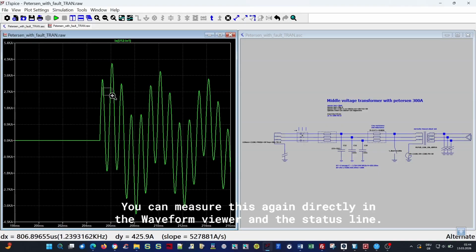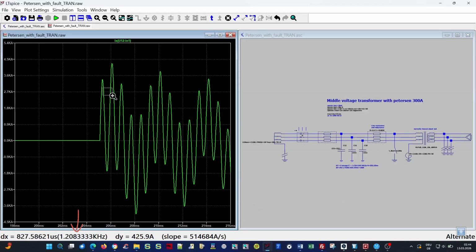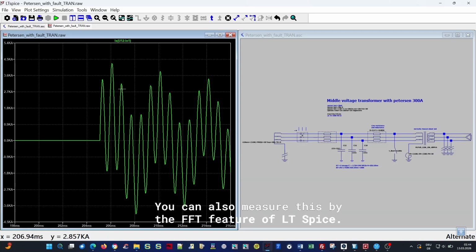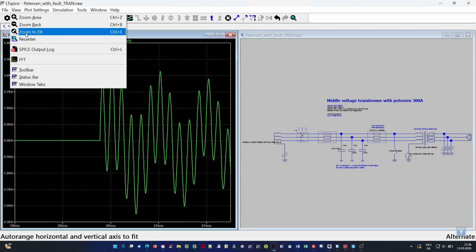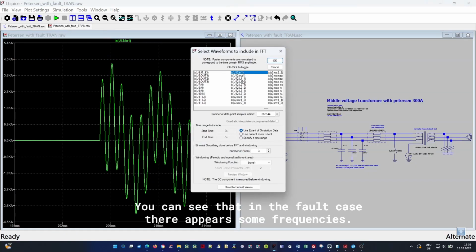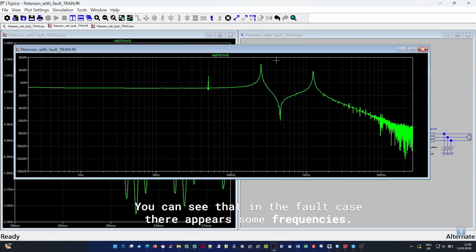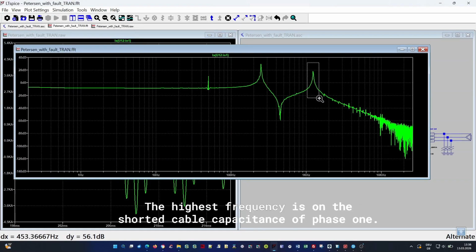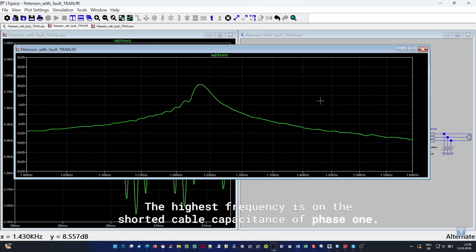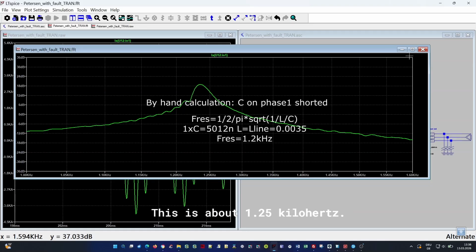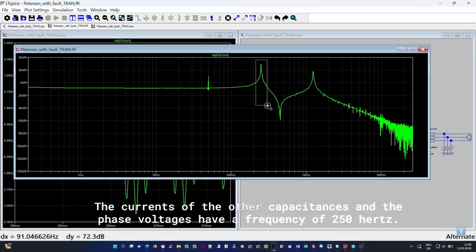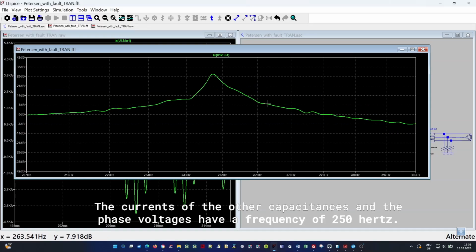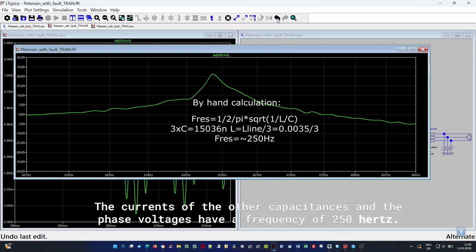You can measure this again directly in the waveform viewer and the status line. You can also measure this by the FFT feature of LTspice. You can see that in the fault case there appear some frequencies. The highest frequency is on the shorted cable capacitance of phase 1. This is about 1.25 kilohertz. The currents of the other capacitances and the phase voltages have a frequency of 250 hertz.